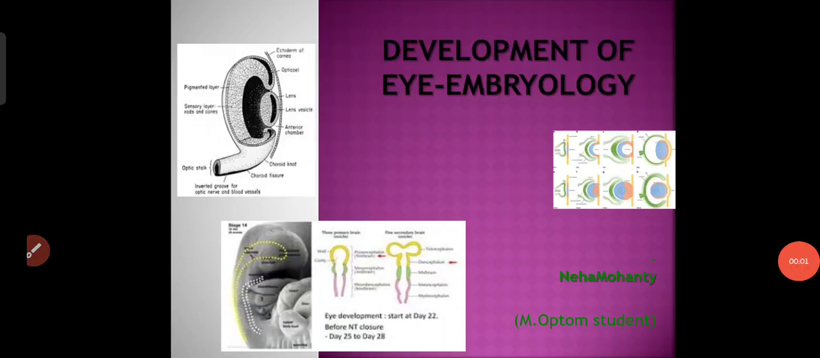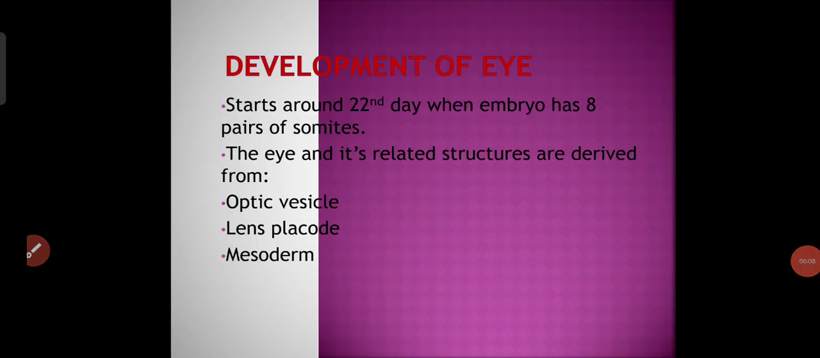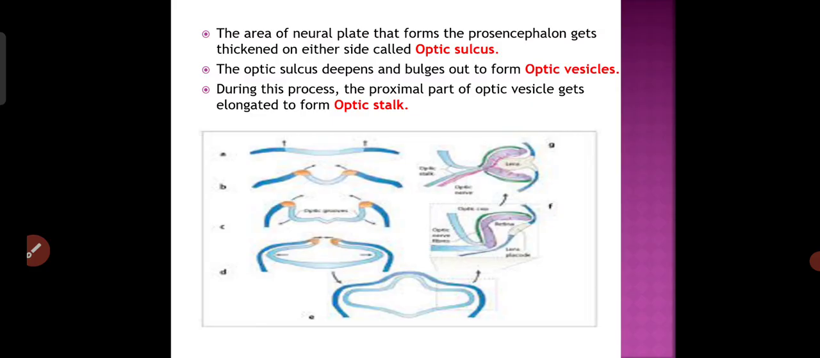To discuss the development of the eyes, embryology. The development starts around the 22nd day, when the embryo has 8 pairs of somites. Here we are going to discuss the optic vesicle, lens placode and mesoderm, because these three structures give rise to the development of the eyes and the related structures.